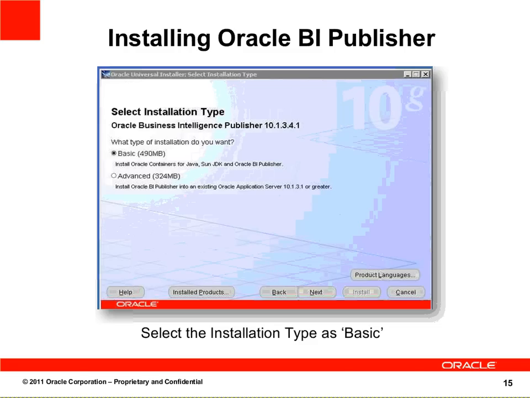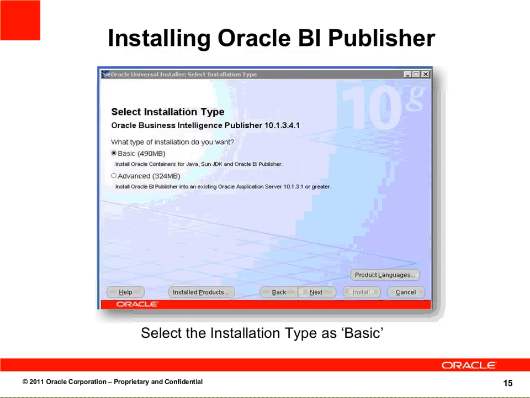installation do you want. And this is what we discussed, two types, basic or advanced. So we select basic with Siebel always. Now BI Publisher can be installed with a Siebel server. There is no restriction that you cannot install it.